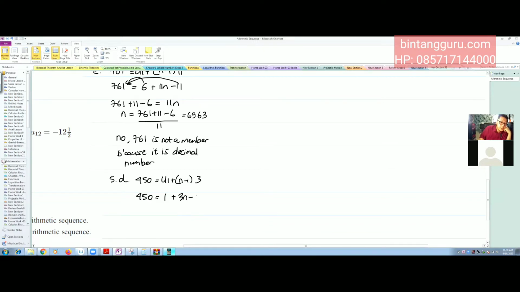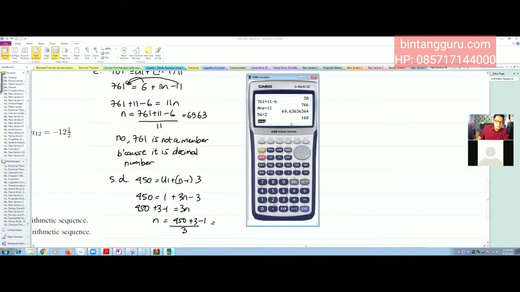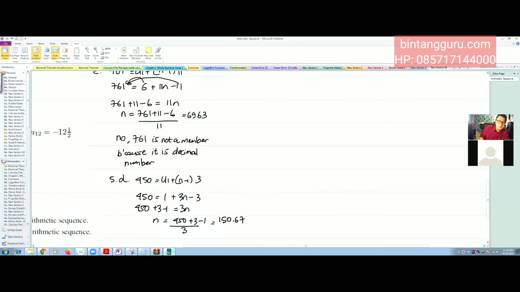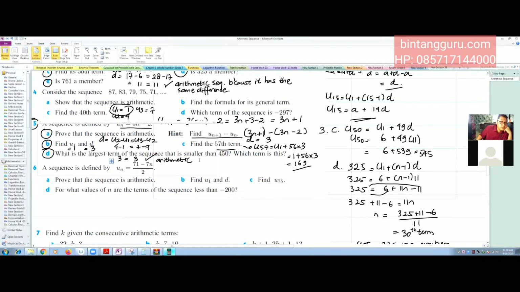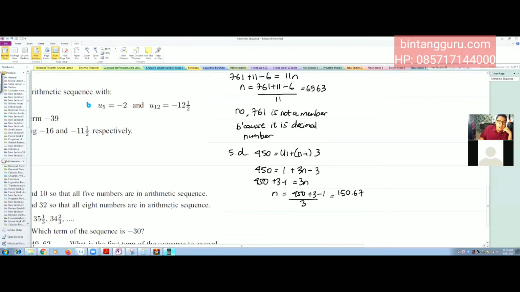550 equals 1 plus 3n minus 3. So 550 plus 3 minus 1 equals 3n. So n will be 550 plus 3 minus 1 over 3, which is 150.67. We have to find the smaller number, so we round down. So we take 150. So this is 1 plus 150 minus 1 times 3, 1 plus 149 times 3. So 149 times 3.